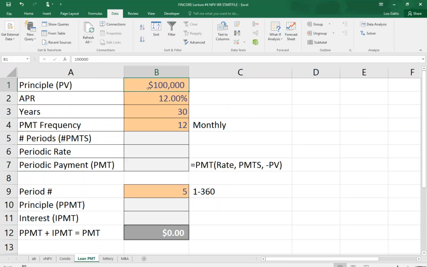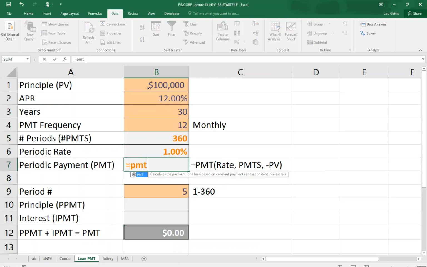So you're going to borrow $100,000 to buy that condo, and you're offered a 12% annual percentage rate loan for 30 years and pays monthly. Well, the total number of payments then are 360. And the monthly interest rate is 12% divided by 12. So it's really a 360-month loan at 1% a month.